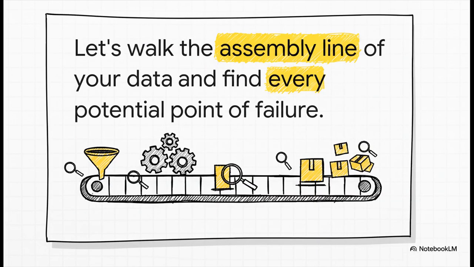So to really get a handle on these failures, we need to think of our pipeline like a factory's assembly line. Come on, let's take a walk. We're going to go right from the start to the finish, from the raw materials arriving to the finished product shipping out. And along the way, we are going to find every single potential point of failure.